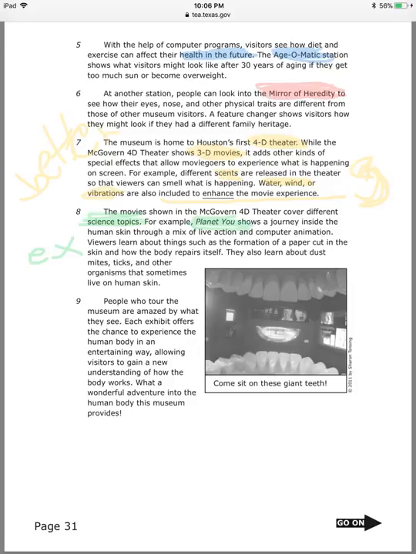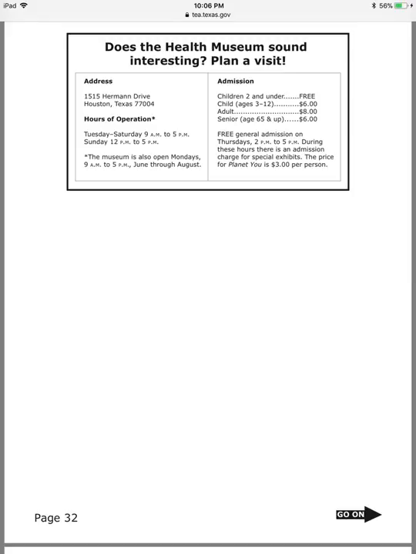Number 9. People who tour the museum are amazed by what they see. Each exhibit offers the chance to experience the human body in an entertaining way, allowing visitors to gain an understanding of how the body works. So, how the body works, this is important. What a wonderful adventure into the human body this museum provides. So, this paragraph 9 is just saying the reason why people like it. Reason why people like it, okay? Because you understand how the body works and you experience it, okay? I highlighted those words. This is an important part of the passage.